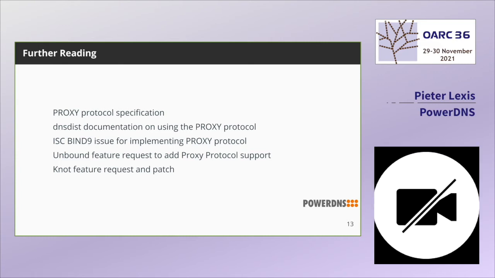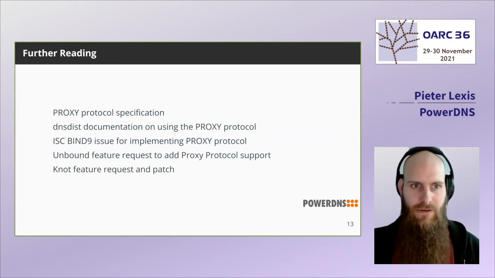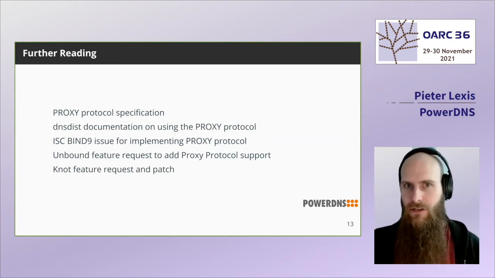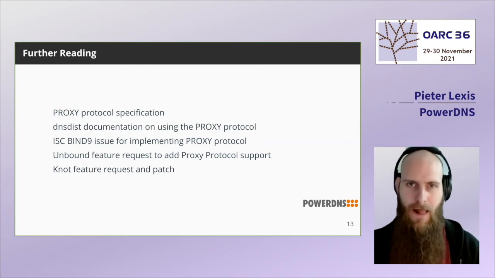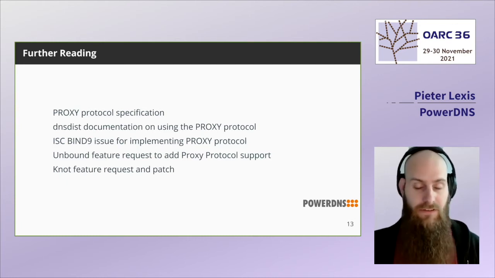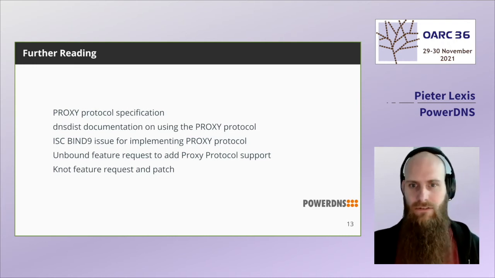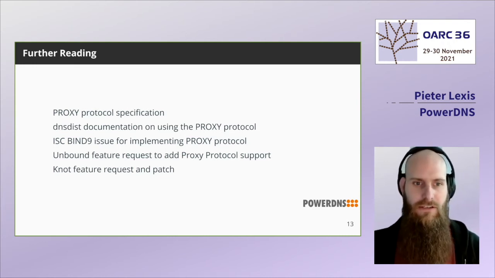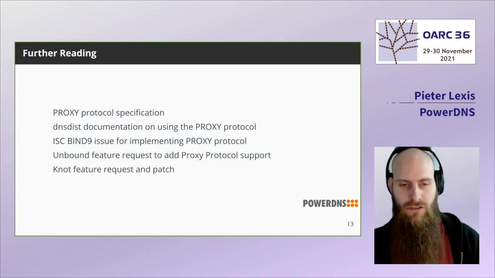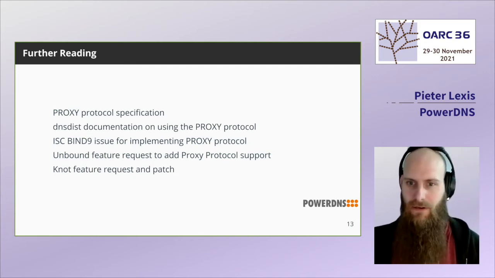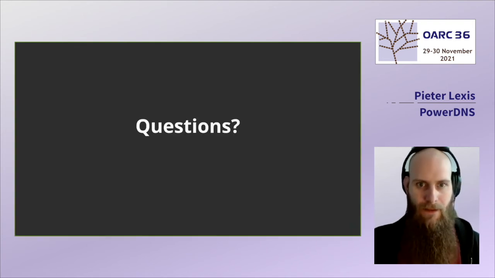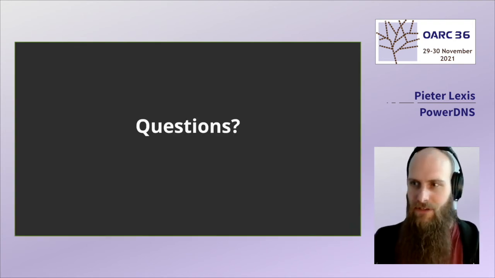I have some further reading. I've uploaded the slides. All these things are the links. You can read the protocol specification. It is written in an RFC style document, except it's more like a blog post than a spec, but it's very good to go through and very easy to read. Some documentation on how to actually use it if you're using DNSDist, and some links to the issues for the other open source name servers, where you can ask them to please implement this or help testing. And if there are any questions, I will be happy to take them.